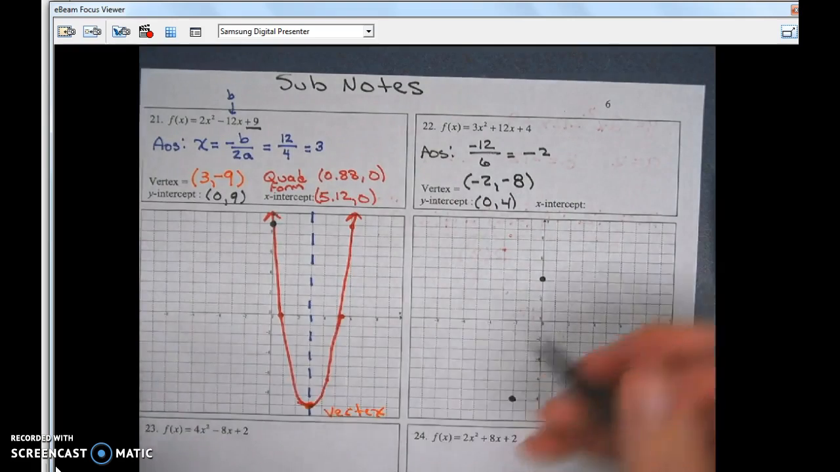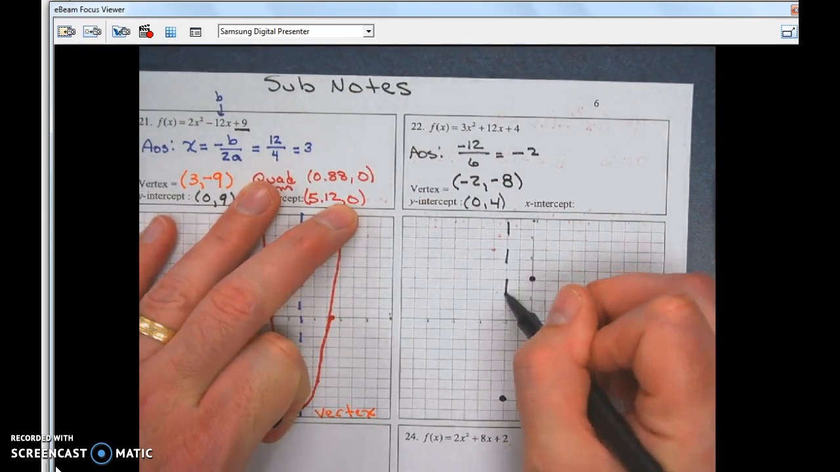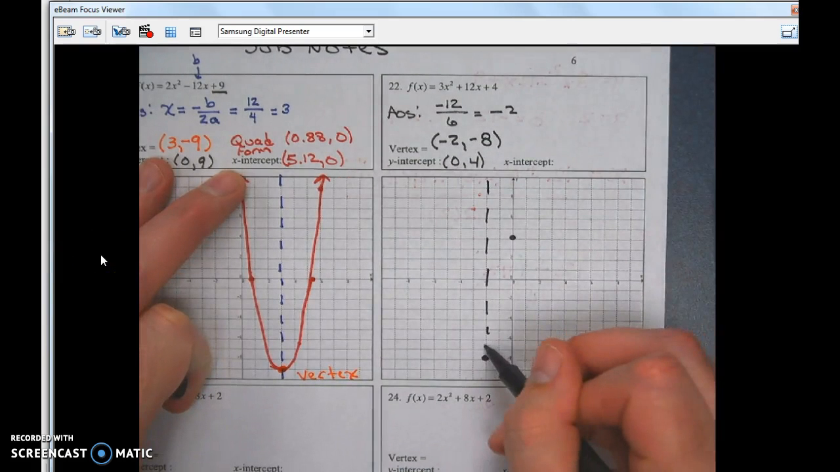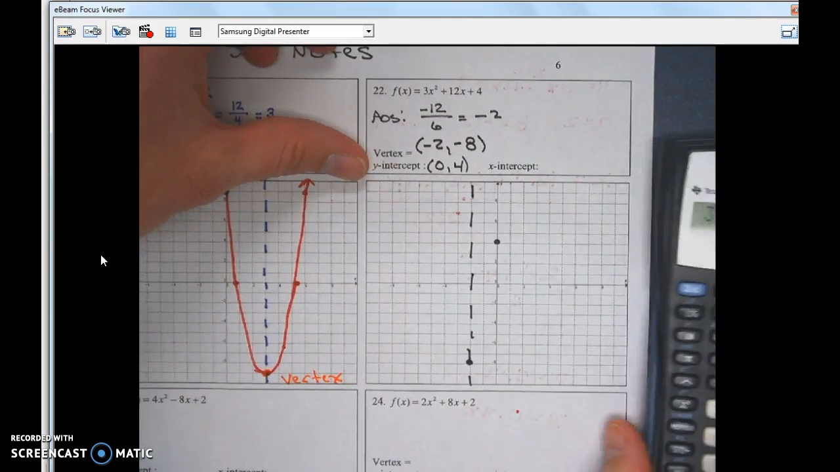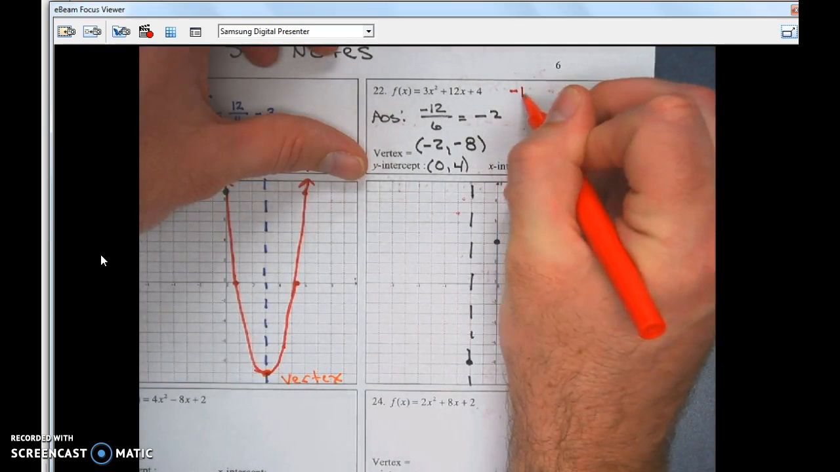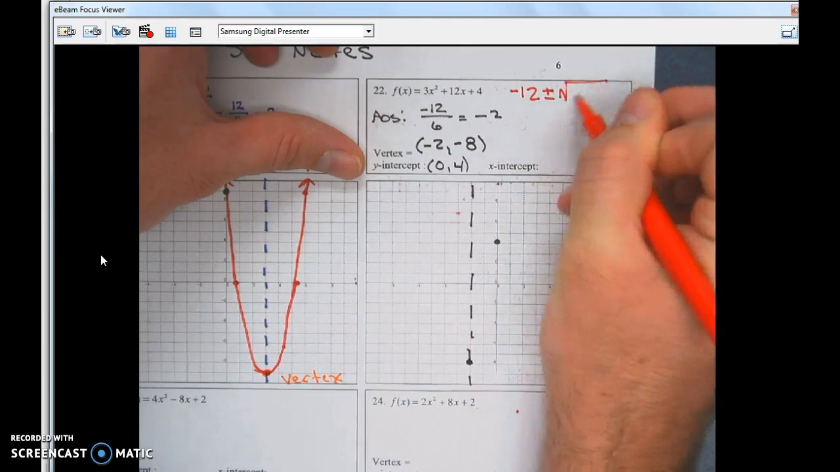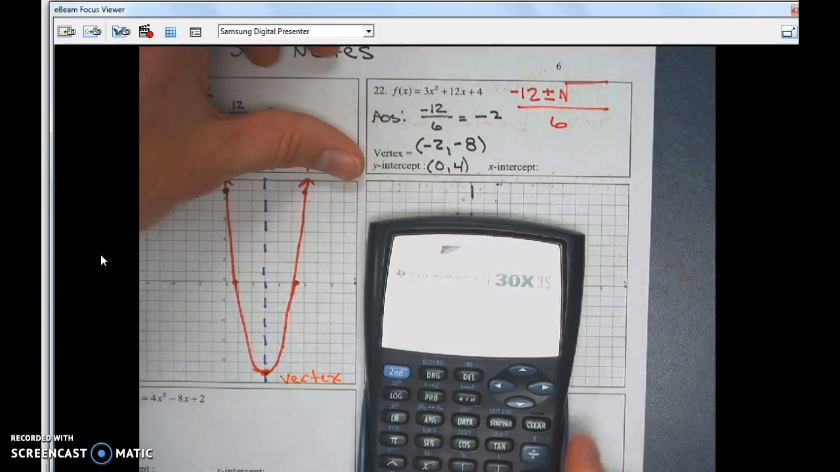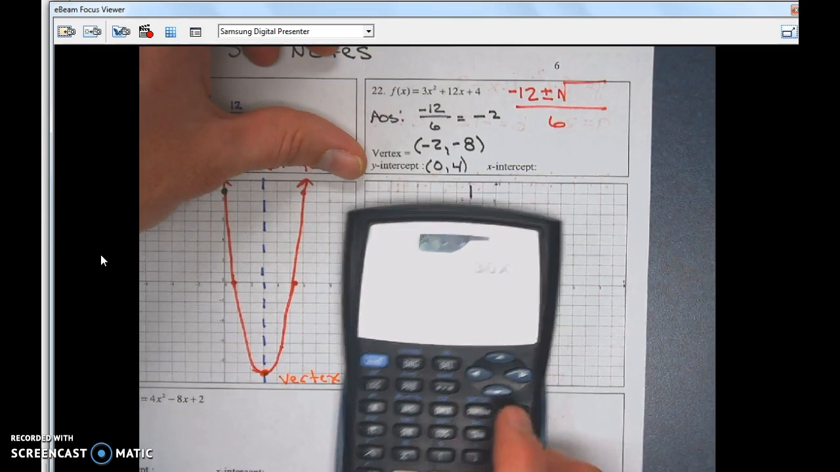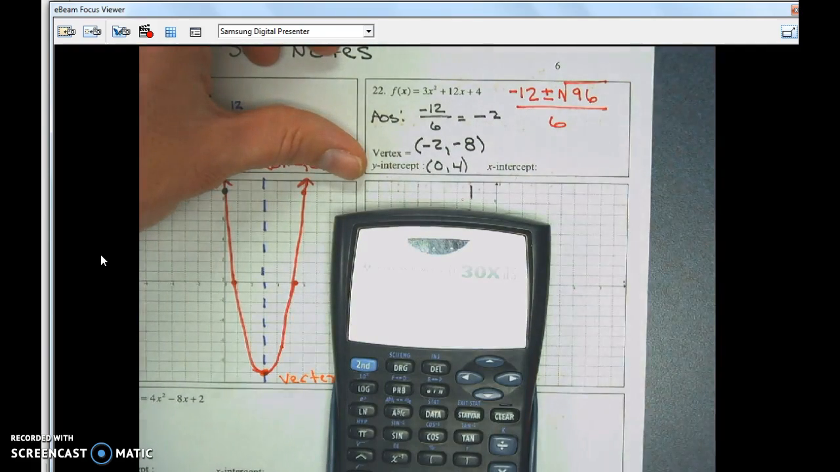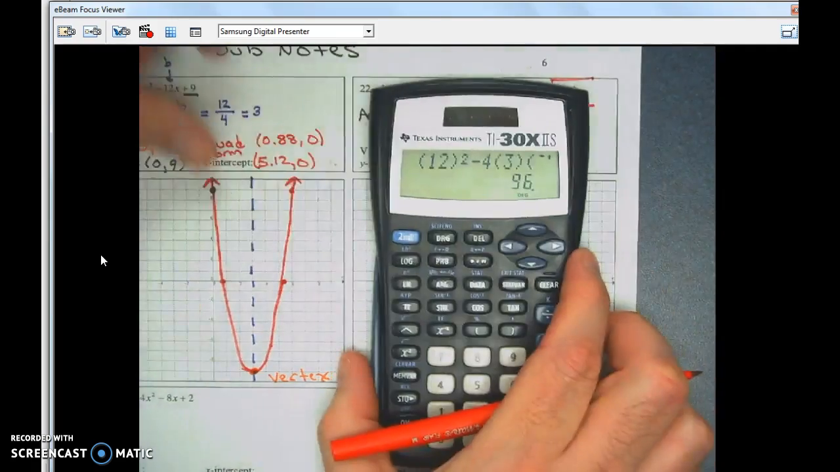Negative 2 comma negative 8. Your axis of symmetry is also at that negative 2 line, so you can have your axis of symmetry drawn right here. Sorry about that. So you can have your axis of symmetry drawn right there. And your x-intercepts, if you were going to use the quadratic formula on this, you should have gotten negative 12 plus or minus square root. And on the inside of that would have been 12 squared minus 4 times a times c. You should have got on the inside 96. So negative 12 plus or minus square root of 96, all divided by 6.